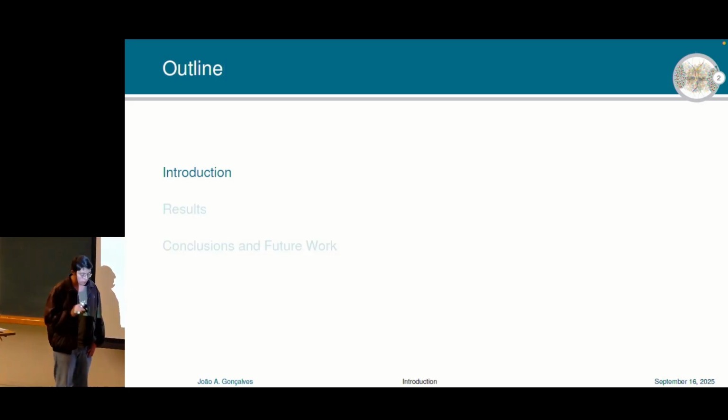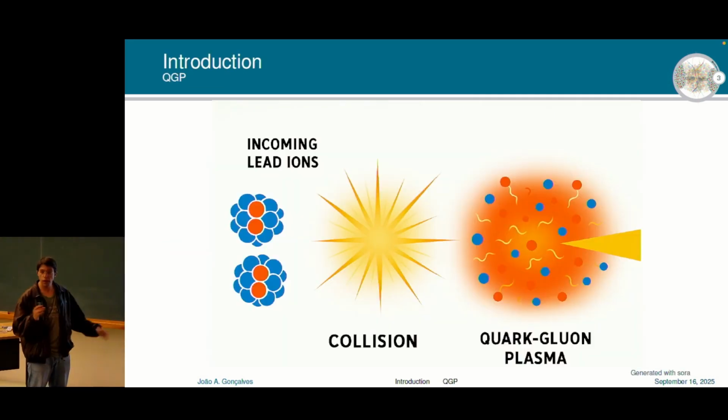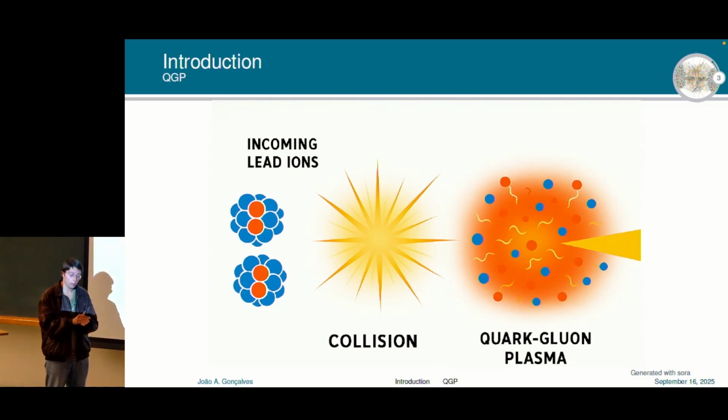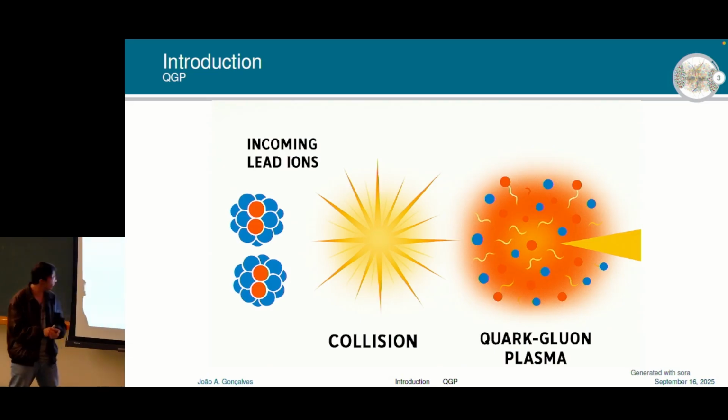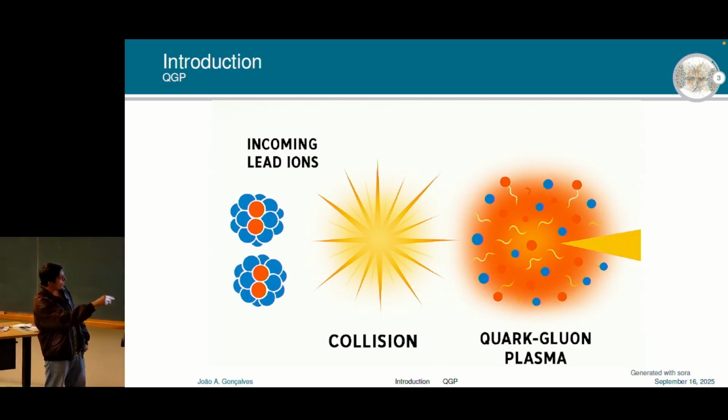So in the introduction, I would like to start by talking about the scenario that we are in. So this is heavy ion collisions. When two heavy ions are collided, for instance at RHIC in the US or at the LHC in CERN, we have a huge hadronic matter density in a very small region of space. We end up with this kind of deconfined medium that we call quark-gluon plasma. It's a medium that we want to study and understand a little bit better.